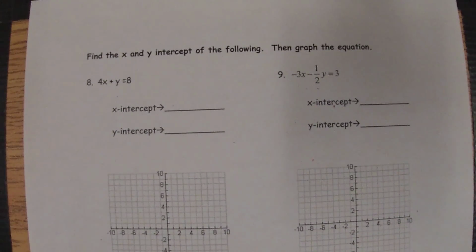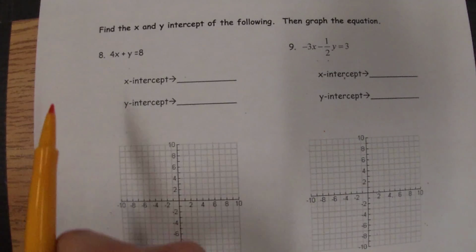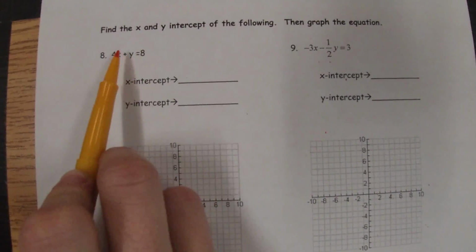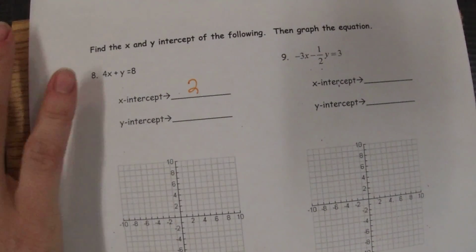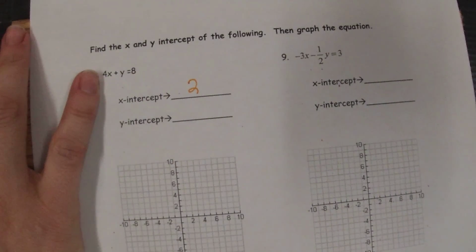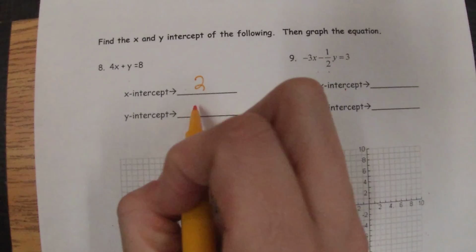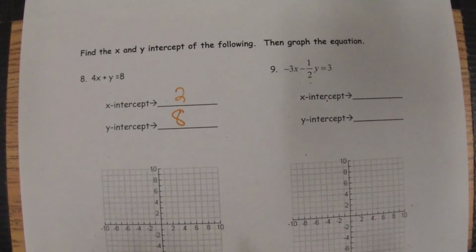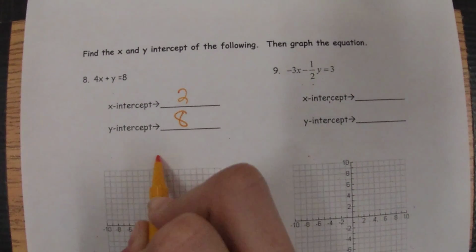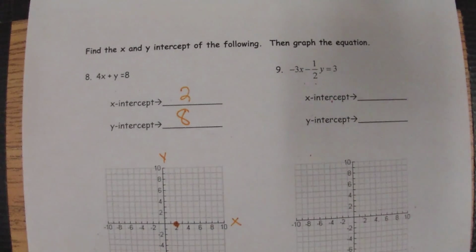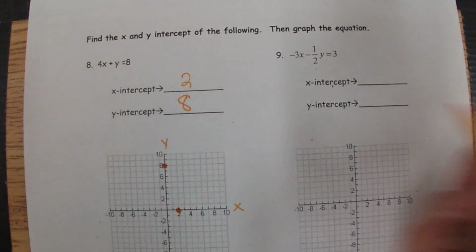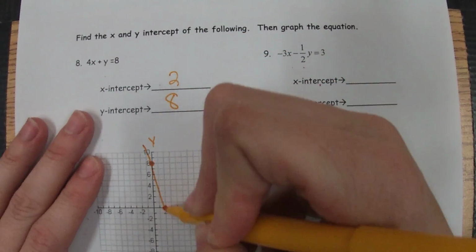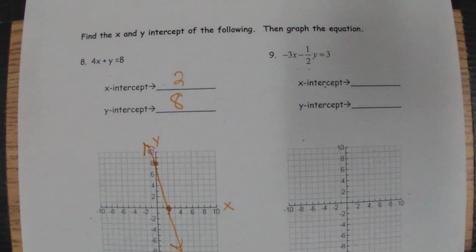Okay, then for our standard form, number 8, to find our x-intercept, we're plugging in 0 for y, so we'll end up dividing by 4, which gives us an x-intercept of 2. For our y-intercept, we will plug in 0 for x, which gives us a y-intercept of 8. So we're going to go on our x-axis to positive 2 and make a point. We're going to go on our y-axis to 8 and make a point. And our line will go through those 2 points.